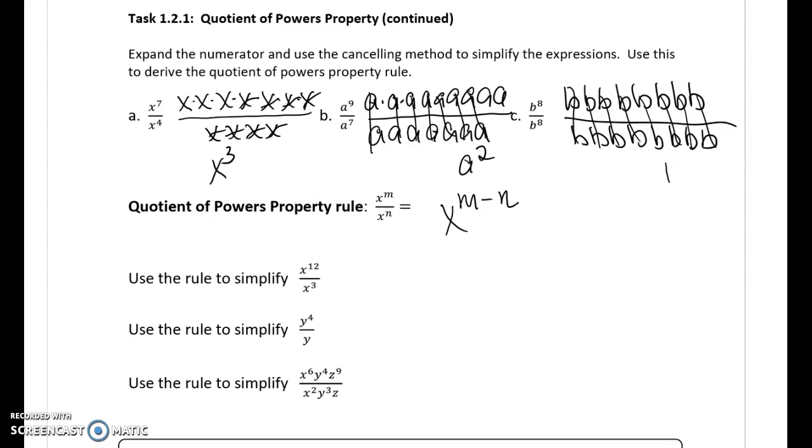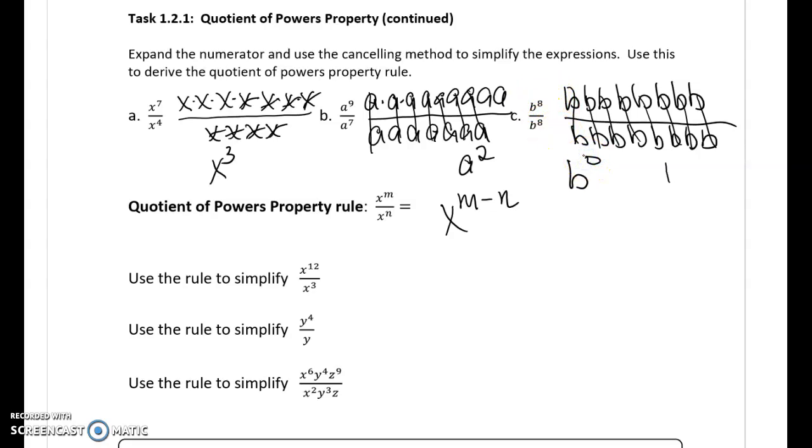We keep the base of x, and we're going to subtract 7 minus 4 to get 3. Right? Part B, we keep the base of a. 9 minus 7 is 2. Here we keep the base of b. Right, so maybe we write it this way. Keep the base of b. 8 minus 8 is 0.